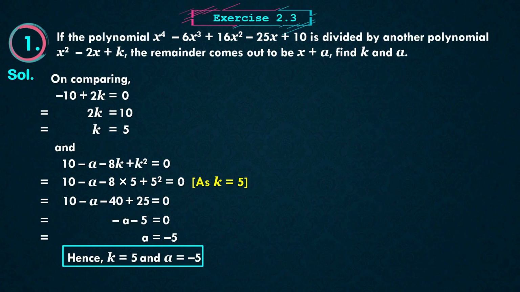So we get -a - 5 = 0. Adding 5 to both sides gives -a = 5. Therefore, a = -5. Hence, the final answer is k = 5 and a = -5.